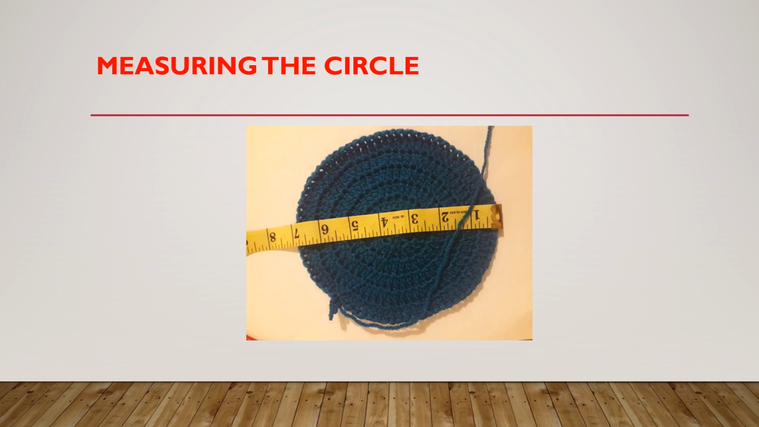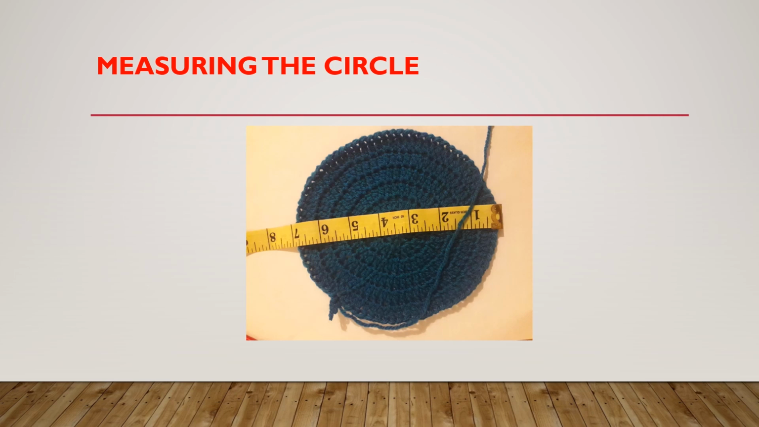So in the next steps, we will not do any more increases. In other words, we will not be trying to make the circle larger. We will no longer use multiples of 13. We will just put 1 stitch into every stitch until we get the length that we want.